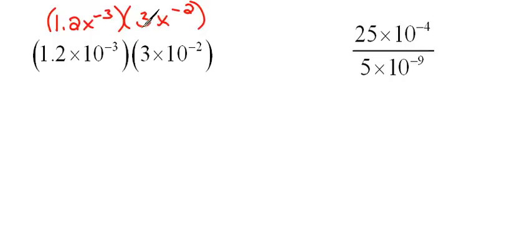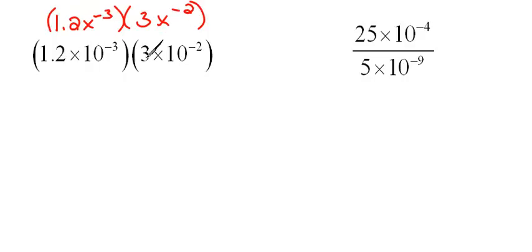Well, we hopefully know enough about multiplication and exponents to know that we would multiply the 1.2 times the 3, and then we would multiply the x times the x. And by doing that, if we multiply like bases, we would add the exponents. Well, this is no different than this problem. We're going to do the same thing.